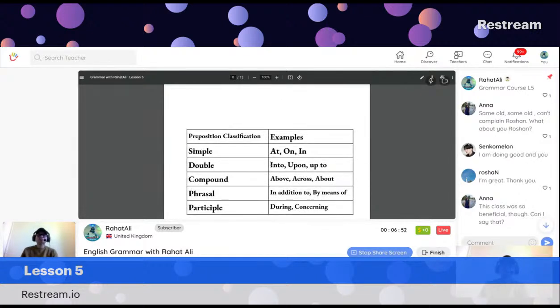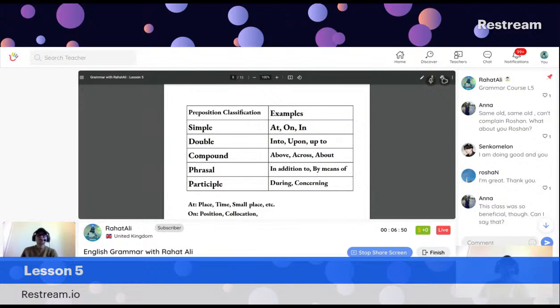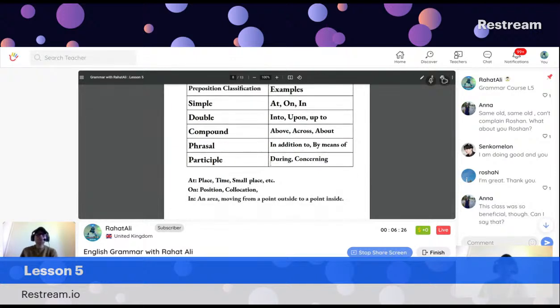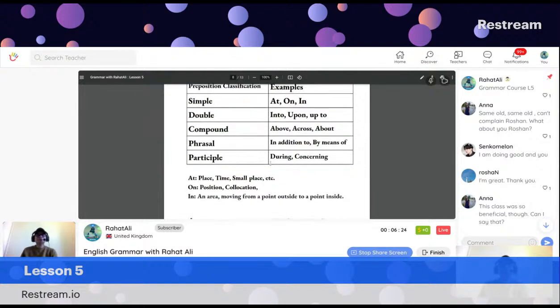And there are different kinds of prepositions: simple, double, compound, phrasal, participle. Simple is plain, one word: at, in, etc. Double is when two simple prepositions are added together, like into, up to, upon, like hop on is another example. Compound is above, across, about. Phrasal is a part of a phrase: in addition to, by means of. And participle, remember, is verb with ing, where Hannah had a question and we explained.